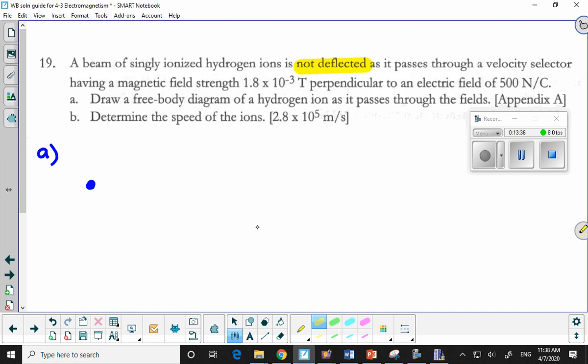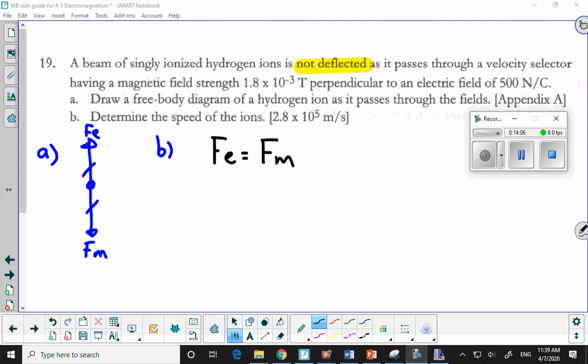which means that the magnetic force pulling it upwards is equal to the electric force pulling it downwards. That means the Fe going up is equal to the magnetic force going down. These two again are equal. So because it gets undeflected, if one force was bigger, if the magnetic force was bigger, it would pull it down. If the electric force was bigger, it would pull it up. So that gets you that. So that free body diagram tells you that the Fe equals the Fm, or the fact that it's undeflected tells you the same point.